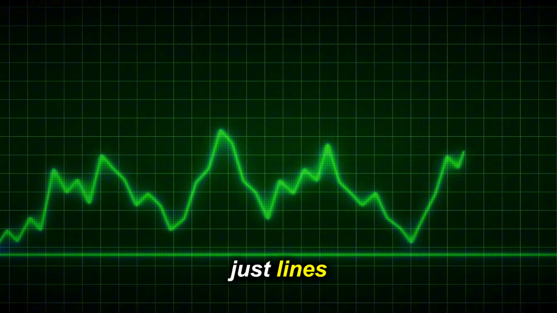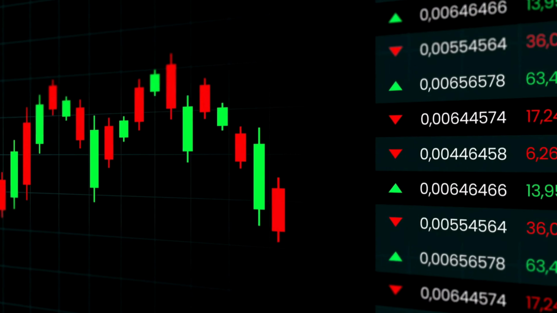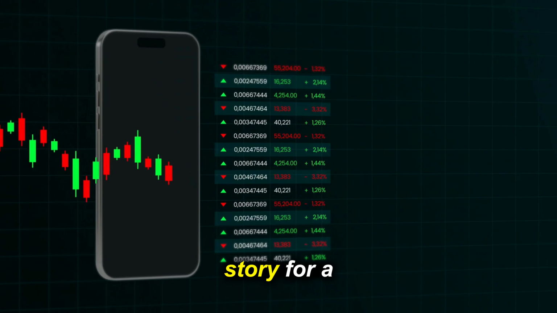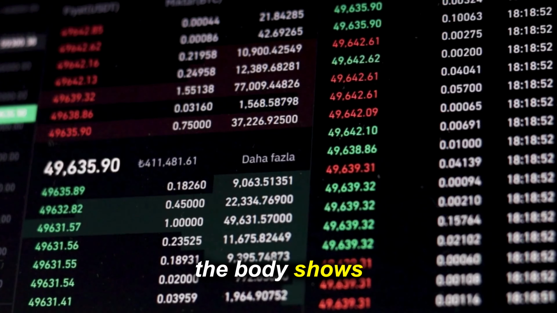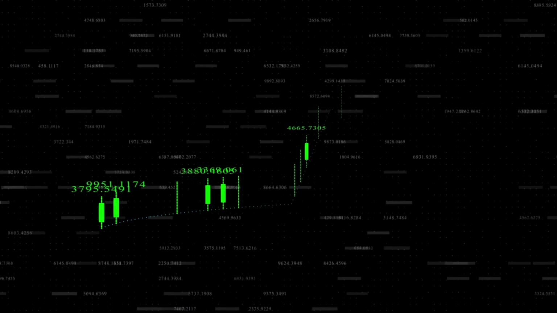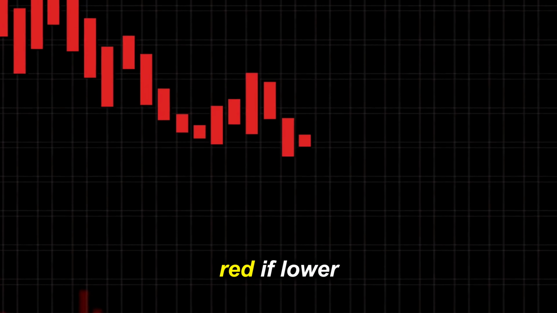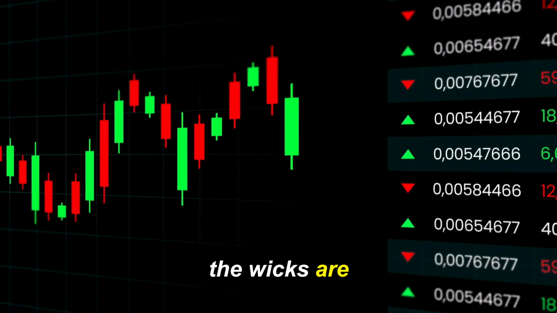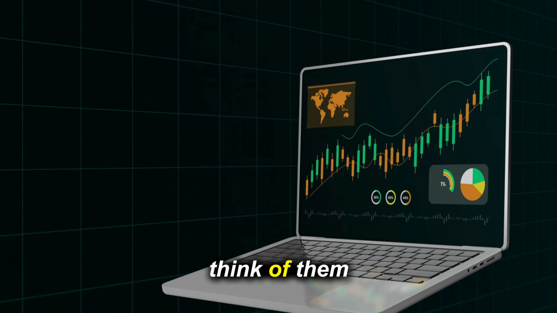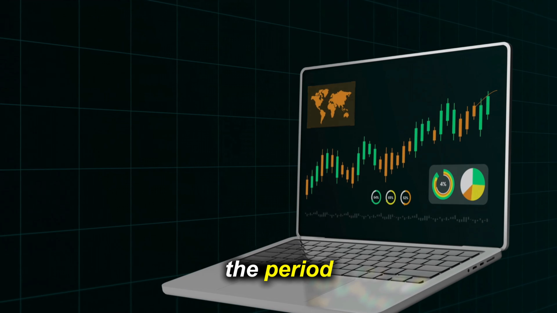Most charts aren't just lines, they're candlesticks. Each candle is like a mini story for a day or week. The body shows the open and close prices, green if it closed higher, red if lower. The wicks are the highs and lows. Think of them as the stock's mood swings during the period.